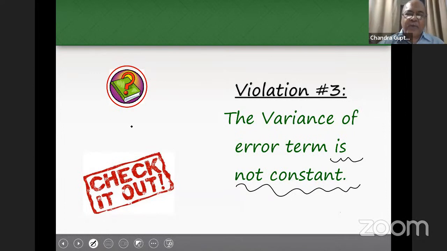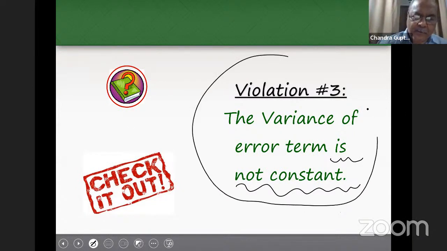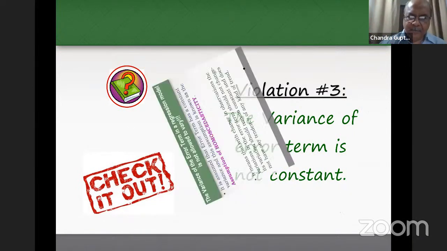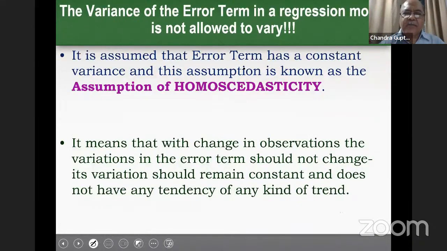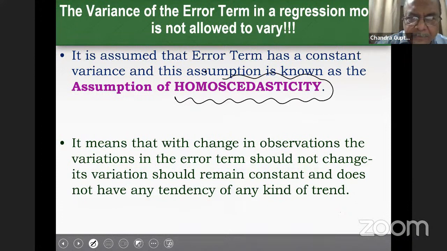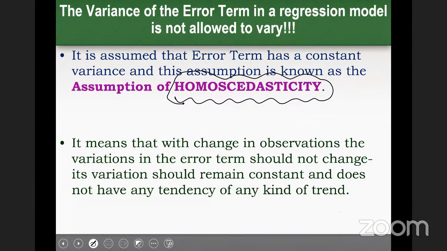Can you imagine what will be the impact of it? It is assumed that the error term has a constant variance, and this assumption is called the homoscedasticity assumption. Homo means same, scedasticity means same variance.